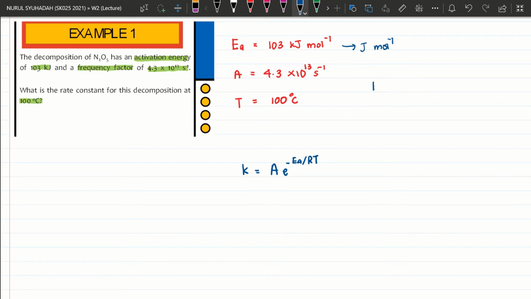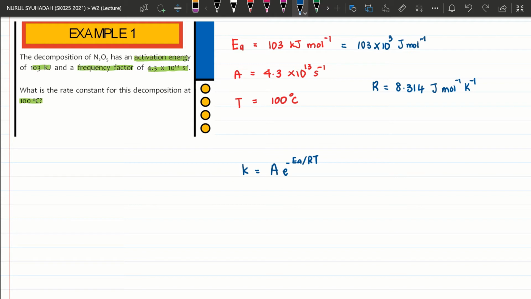Because our gas constant R has the value 8.314, and the unit is joule per mole per Kelvin, you need to make sure that the value of EA here must be in joule per mole. So let me write that back. The value that we will substitute into the equation will be 103 times 10 to the power of 3 joule per mole. So that's the first one.